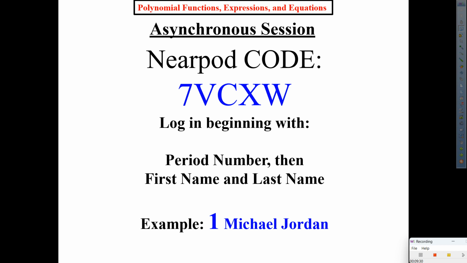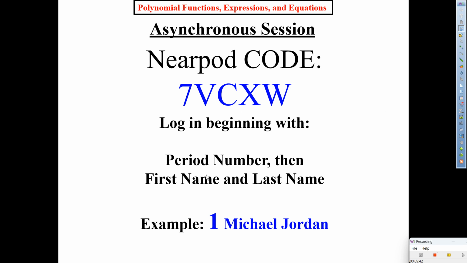So with that said, copy this code for your home play access, 7VCXW, 7VCXW, 7VCXW. All right, that's going to give you access to your home play.